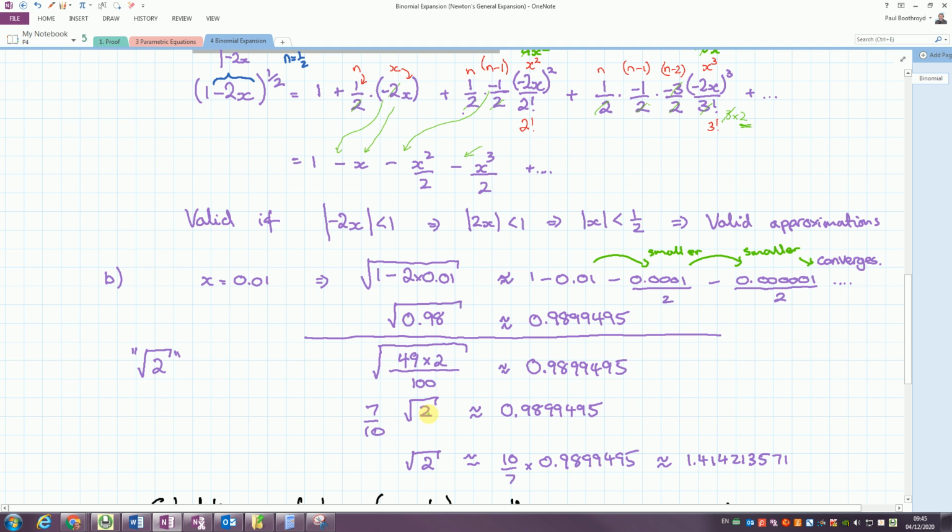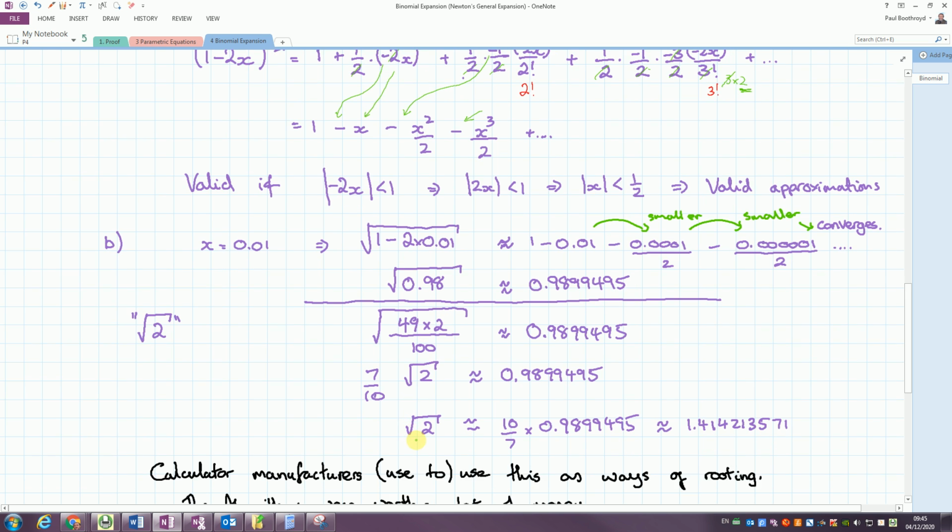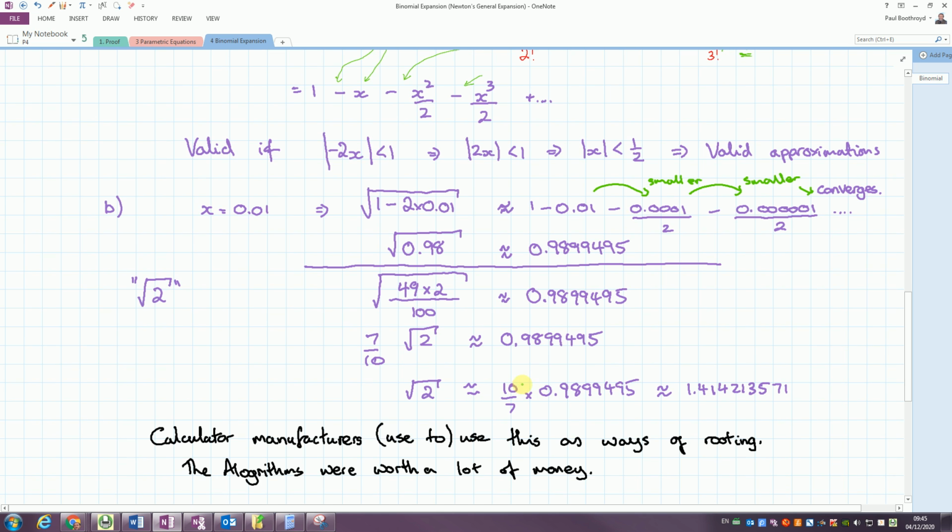7/10 times the square root of 2 is approximately the value calculated before. If you rearrange, you get square root of 2 is approximately 10 over 7 times 0.89999495, and when you calculate it, it comes out as a reasonable approximation for the square root of 2.